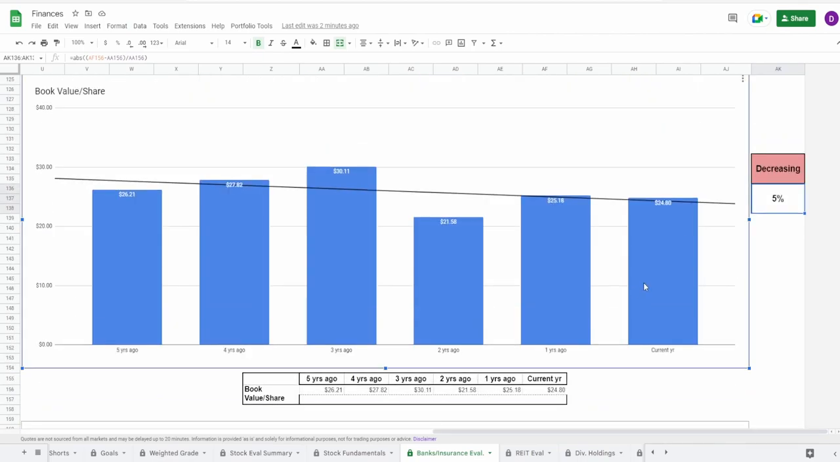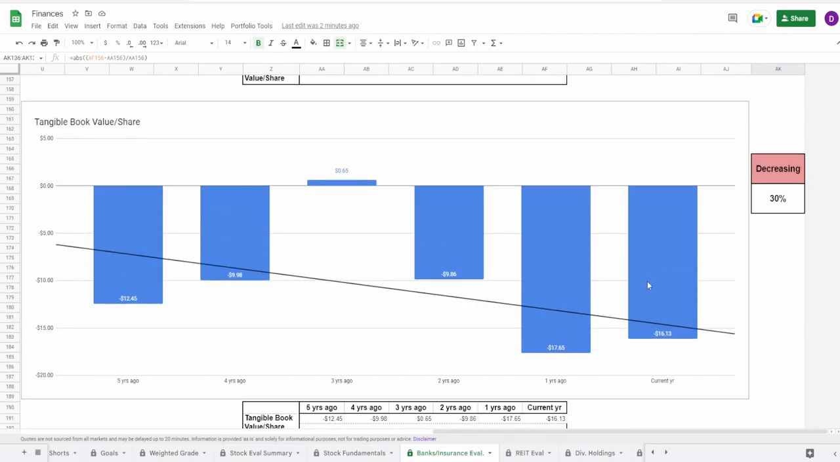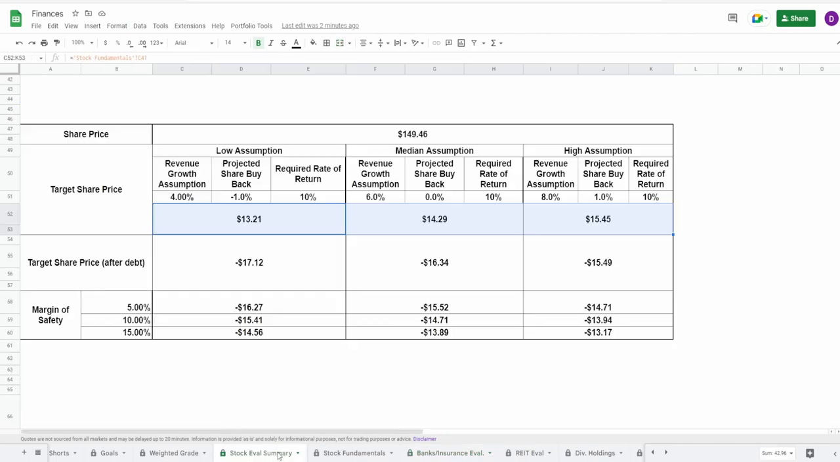Now, remember these numbers. So it was $24.80 and -$16.13. Looking back at the calculator, guys, the highest one, it is $15.45, and the lowest one, -$17.12. That's pretty in line with what the book value is saying. And again, the book value is taken from Seeking Alpha. There is no math involved here.